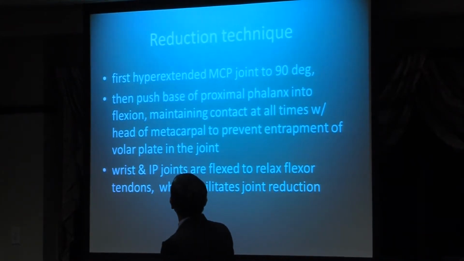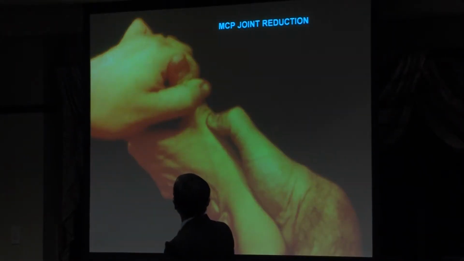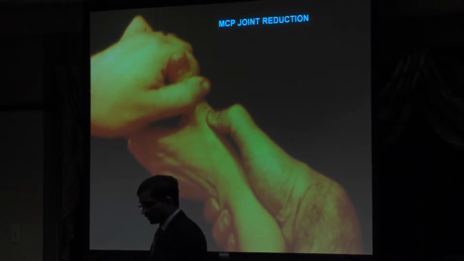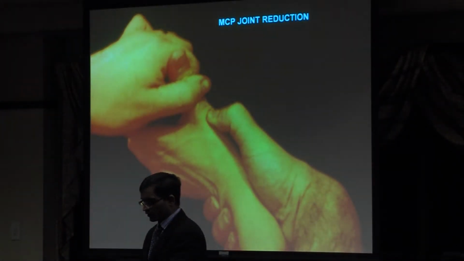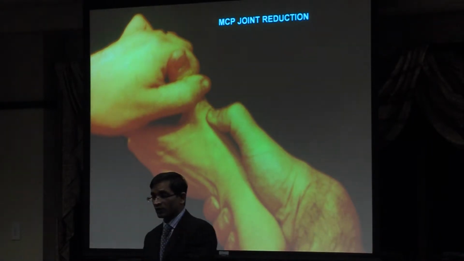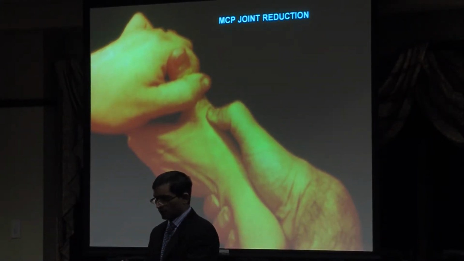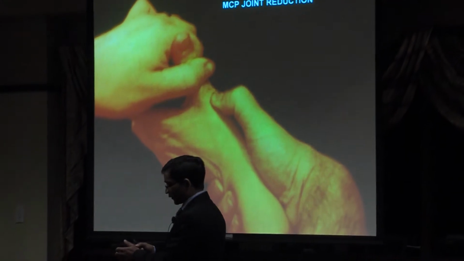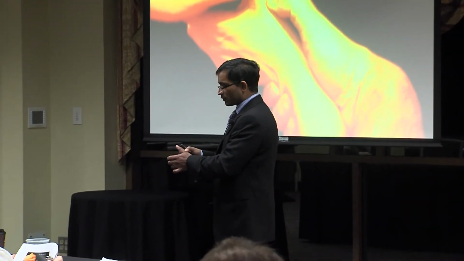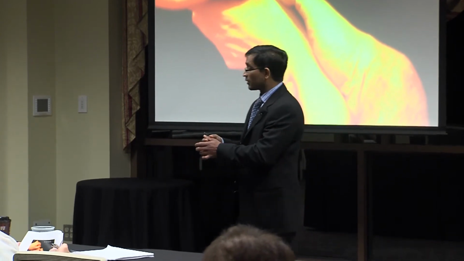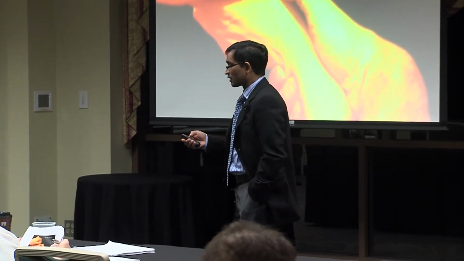See, this is the way. Hyperextension and try to flex by maintaining that gentle traction. And again, here traction may not be your very good friend because it will fight. It will prevent the proximal phalanx from jumping over the metacarpal.